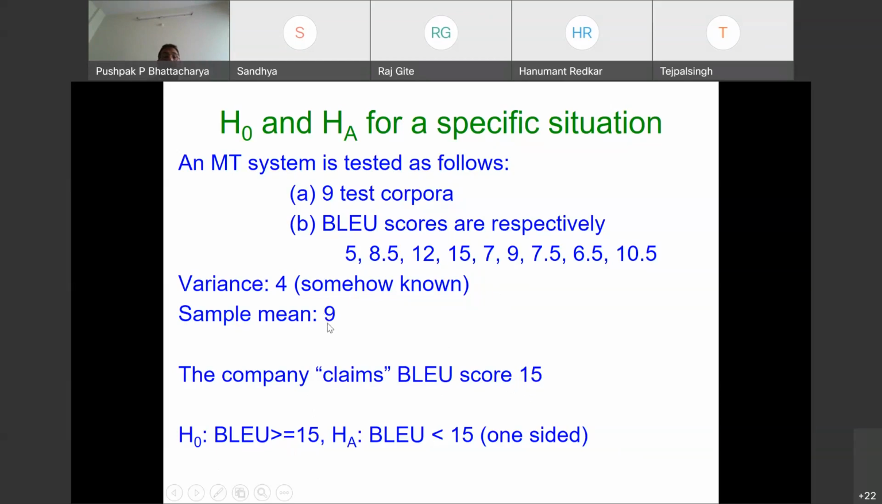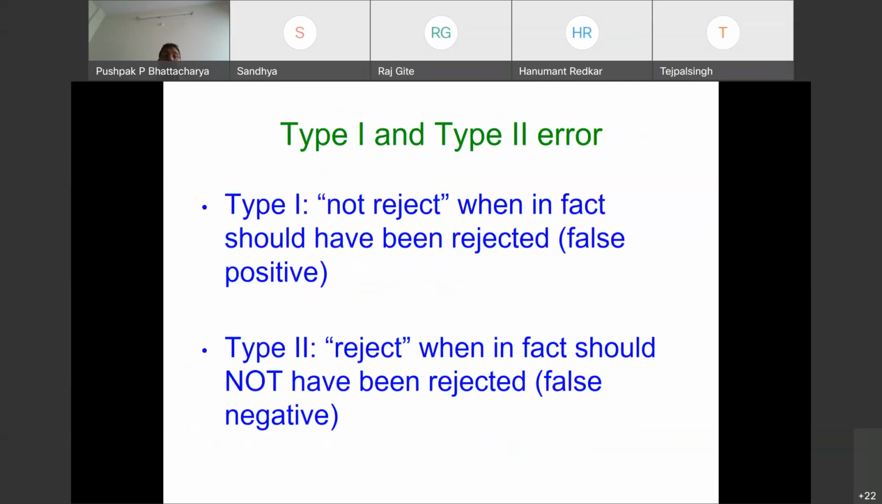And the average of the sample has come out to be 9. Since the average is 9 and the claim is 15, I reject it. That's not a very principled way of doing hypothesis testing. Can we just make use of the average and say whether the hypothesis is to be rejected or accepted? All right, let us see how to do this more systematically.